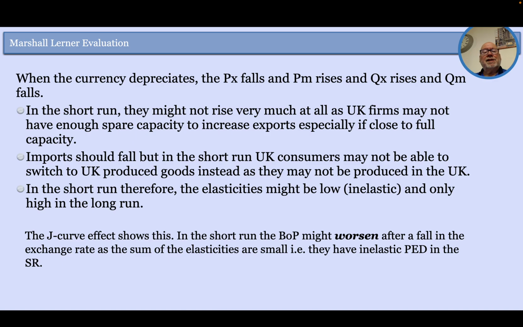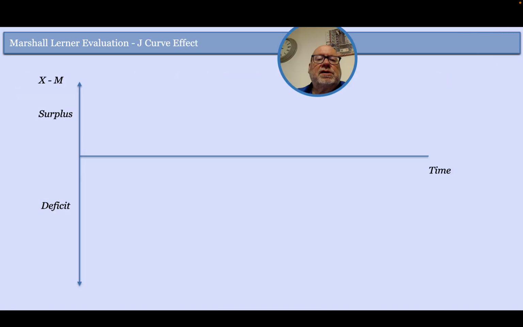So in the short run, it's going to be less than 1, is the argument. And so you're going to get this J-curve effect, which simply means that in the short run, the balance of payments will worsen when you devalue, or if there's a fall in the exchange rate because of a balance of payments deficit. And this is what it's going to look like.